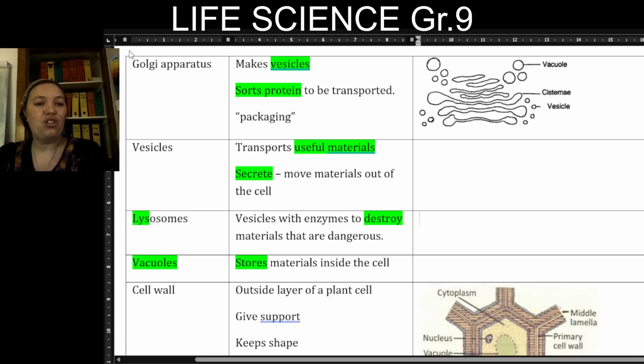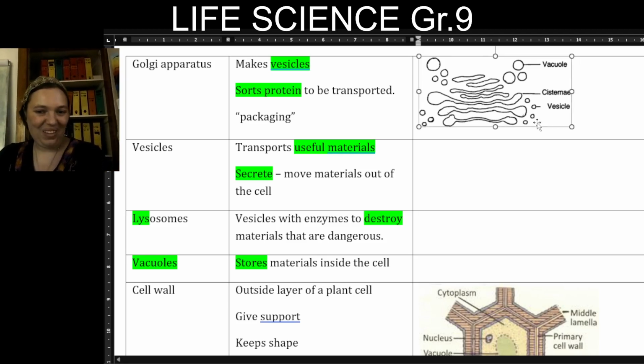So all of these basically look the same if you look at your cell. The vesicles are usually smaller and the vacuoles are usually bigger, and the lysosomes, you'll usually find them around, more or less close to the Golgi apparatus.